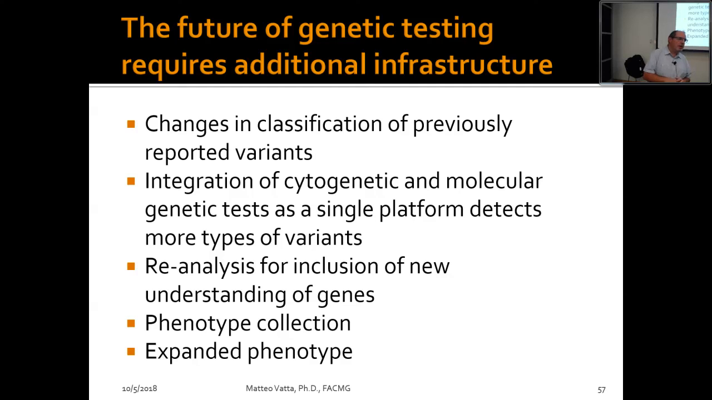Changes of classification are one of the issues for which clinical laboratories require additional infrastructure. We need more knowledge, access to databases, and integration of, for instance, cytogenetics and molecular testing, in order to get everything under one umbrella with the same quality and standard for each test type. We also need to be able to do reanalysis of the variants to see if the conclusions are the same or different, and to collect the phenotype, because if we do not know the phenotype of the patient, we cannot make the correct association. And also to expand the phenotype.